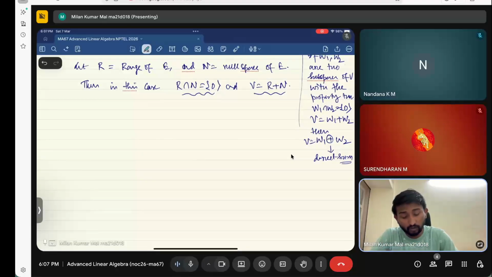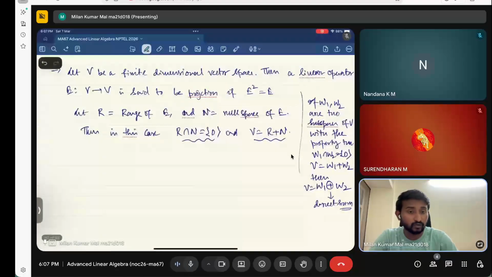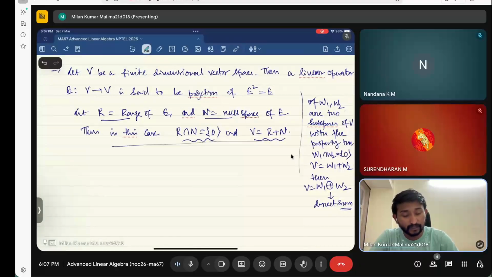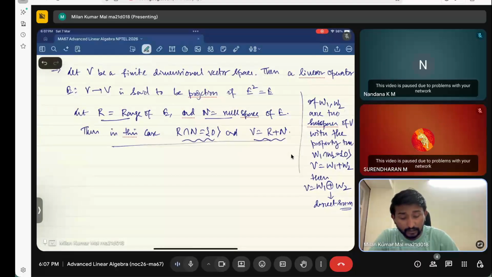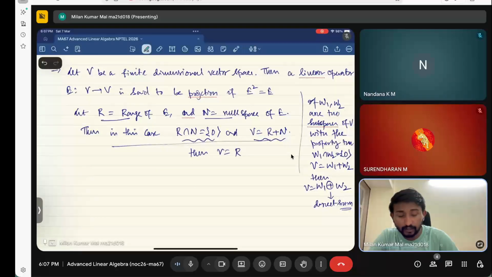Note that this is not true for any operator. We can't choose just any operator, with range R and null space N, and expect that V is the direct sum of range and null space. That does not hold in general. This holds for a projection operator.